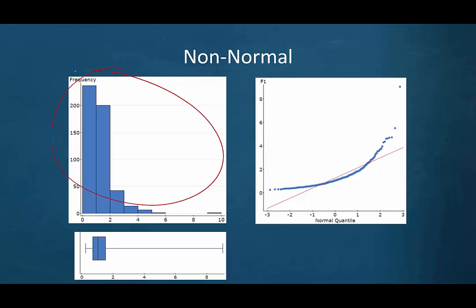We can look at our histogram here and tell this is clearly a skewed distribution, and how it corresponds to the QQ plot. Similarly with the box plot, we can tell this is going to be skewed. We see this really long whisker here, so this indicates a skewed distribution.